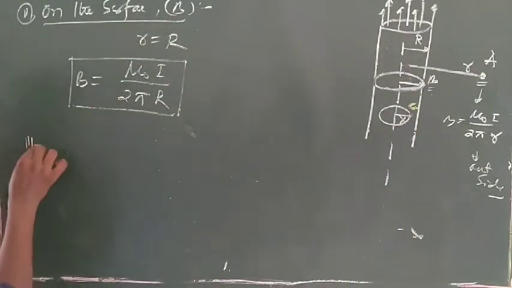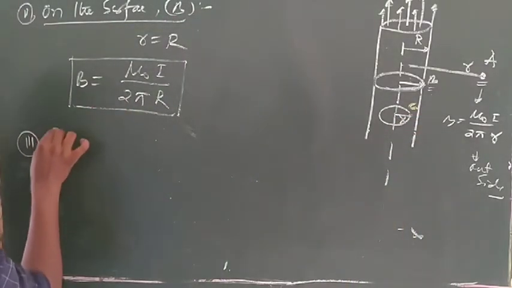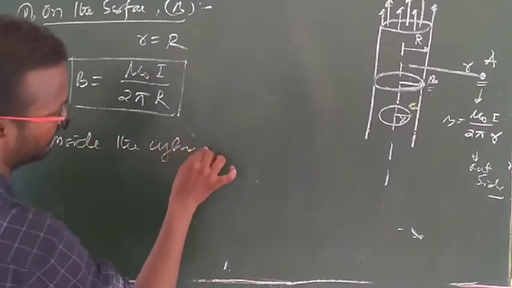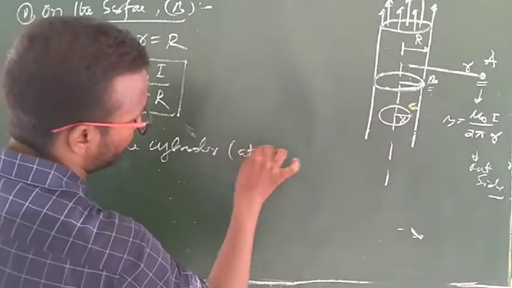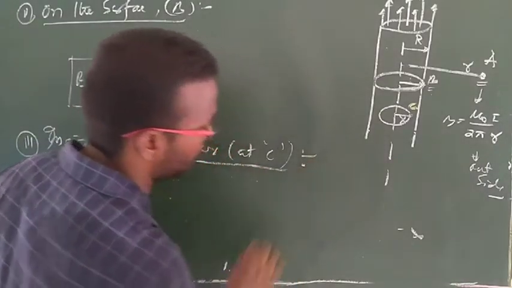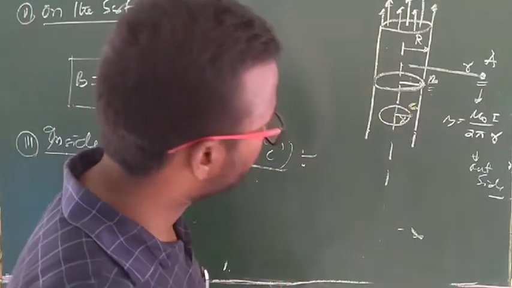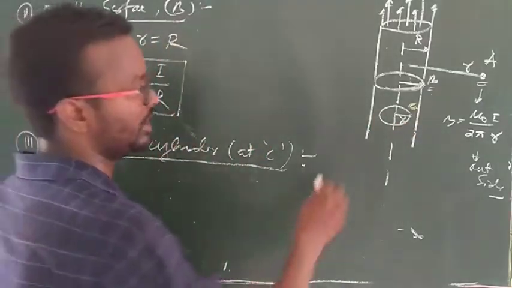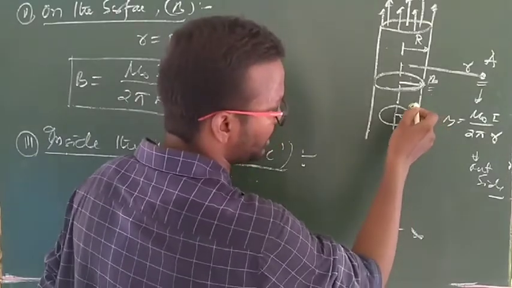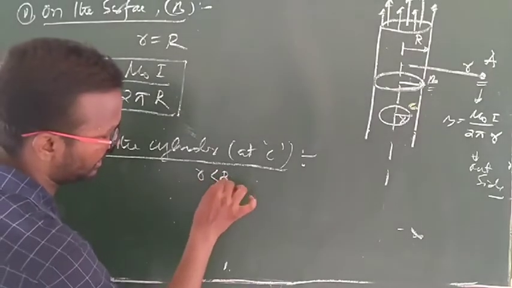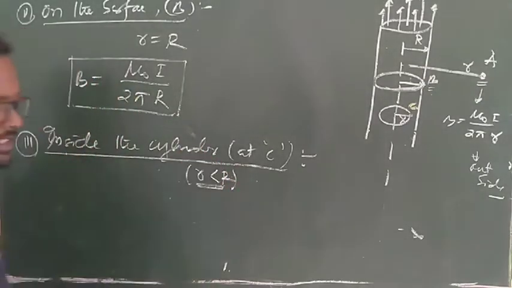The last point, or third point, is inside the cylinder, at point C. We have to find the magnetic field strength at point C by using Ampere's circuital law, and point C is within the surface, that means inside the cylindrical surface. Clear? First we have to draw an Amperian loop passing through point C with radius small r. That means small r is less than capital R. Clear?